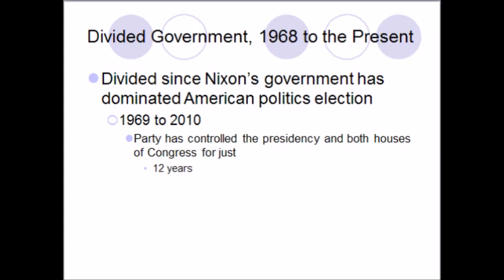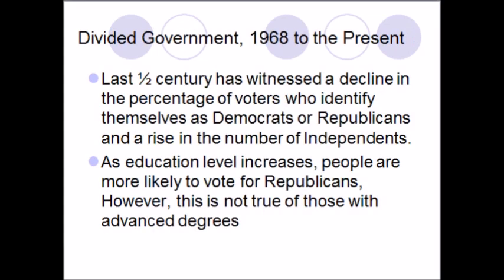Up till 1968, it was the norm. From 1969 to today, it has only occurred for 12 years. The reason we are seeing so much divided government since 1968, people less identify themselves as a Democrat or a Republican. And as education levels increase, people are more likely to vote for Republicans.